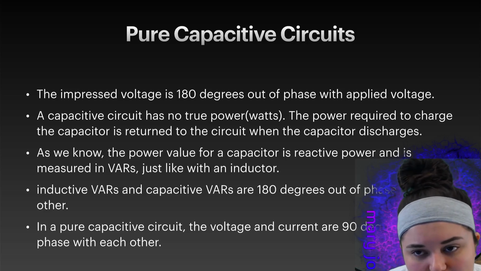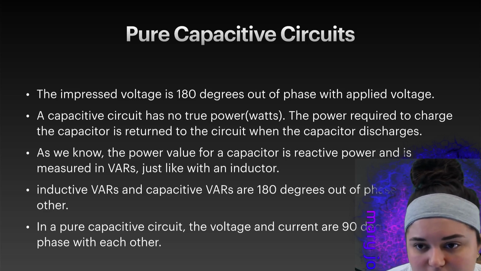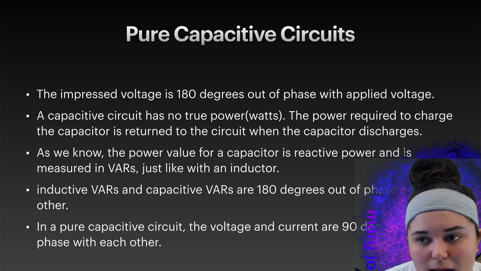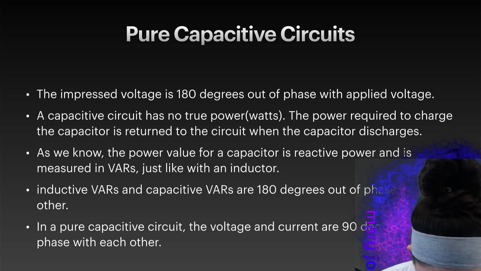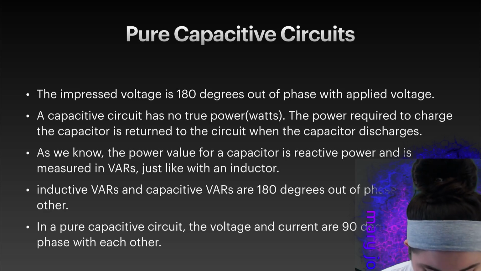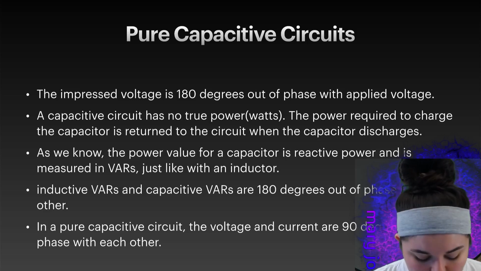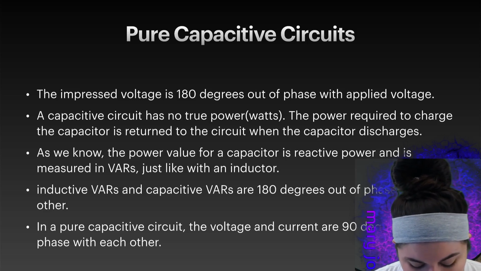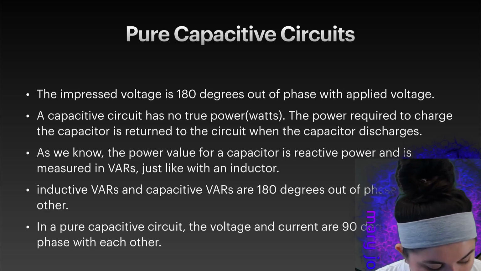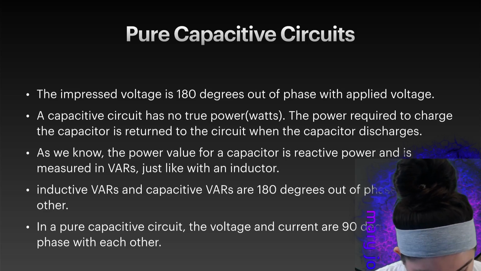The impressed voltage is 180 degrees out of phase with applied voltage. A capacitive circuit has no true power. The power required to charge the capacitor is returned to the circuit when the capacitor discharges. So as we know, the power value for a capacitor is reactive power, and that's going to be measured in VARs, and that's just like an inductor. So inductive VARs and capacitive VARs are 180 degrees out of phase with each other. In a pure capacitive circuit, the voltage and current are 90 degrees out of phase with each other.